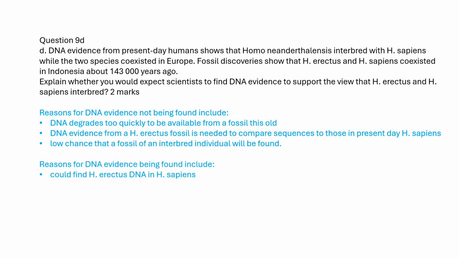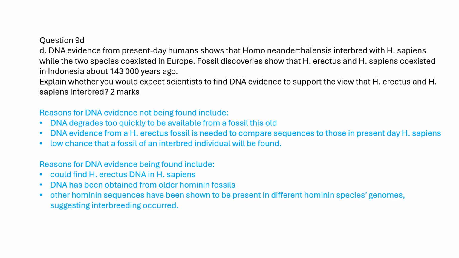Reasons for DNA evidence being found include: could find H. erectus DNA in H. sapiens. DNA has been obtained from older hominin fossils. Other hominin sequences have been shown to be present in different hominin species genomes, suggesting interbreeding occurred.